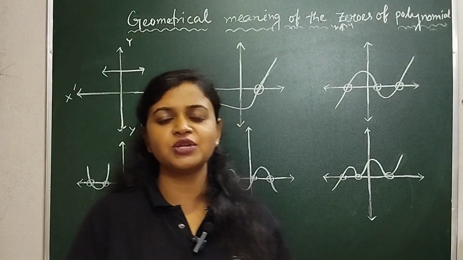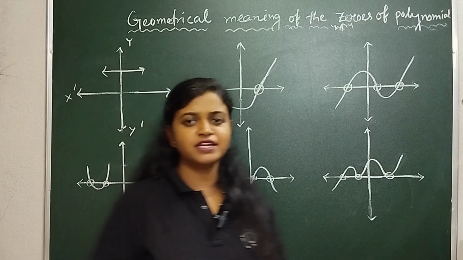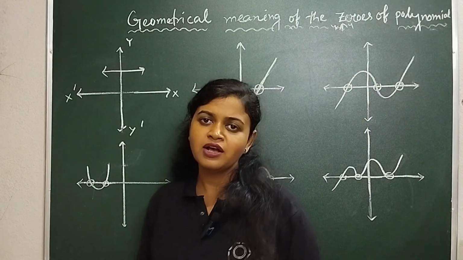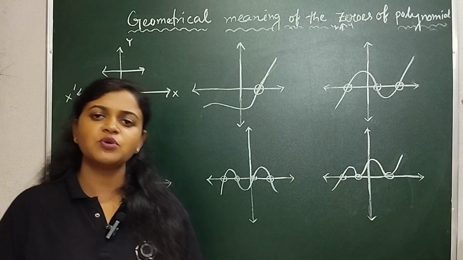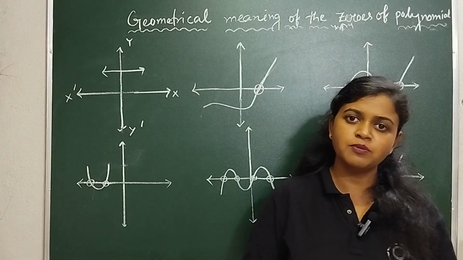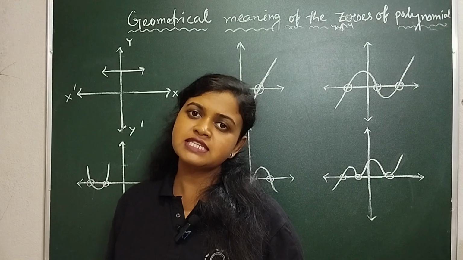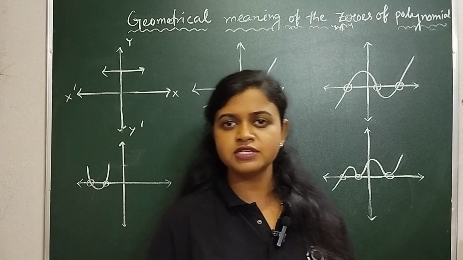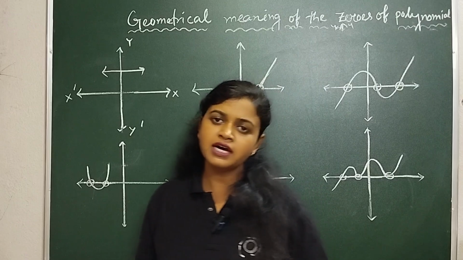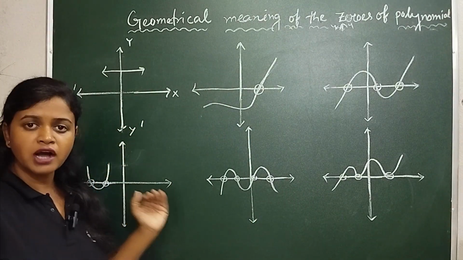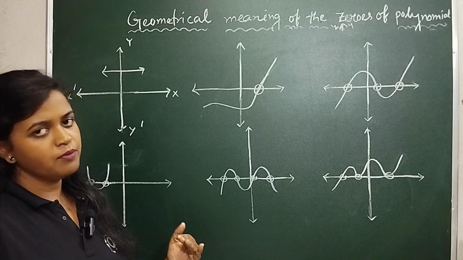So in this session we will discuss how to find the number of zeros from the graph of the polynomial. In the previous session we discussed the concept of zeros of a polynomial in the graph. You can see the previous video to get a detailed idea of the zeros of a polynomial from the graph. Here we learn how to count the number of zeros from the graph.